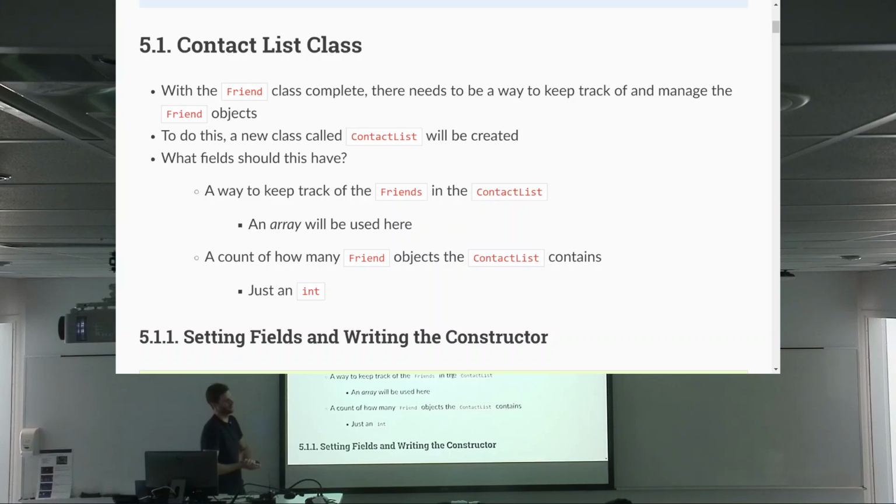So what field should it have? Well, I'm going to need a way to keep track of the friends in the contact list. If we think back to how we did that in Python, we used a list. But remember, we don't have lists in Java. We have something similar-ish, kind of, called arrays. So we'll use an array.